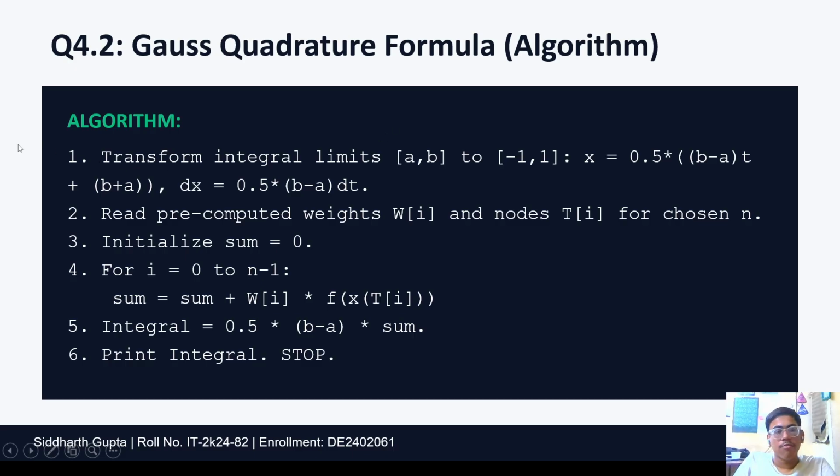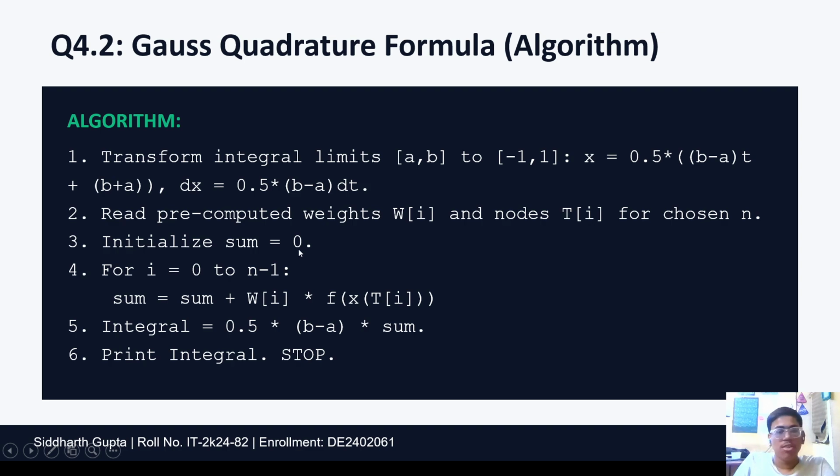So in the first step, we will transform the limits from a comma b to -1 to 1. We will put x is equal to this, and we will substitute the value of x into the given function. Now, next, we will pre-compute weights and nodes for chosen n. It will already be given, or you can calculate the weights and the nodes for the chosen value of n.